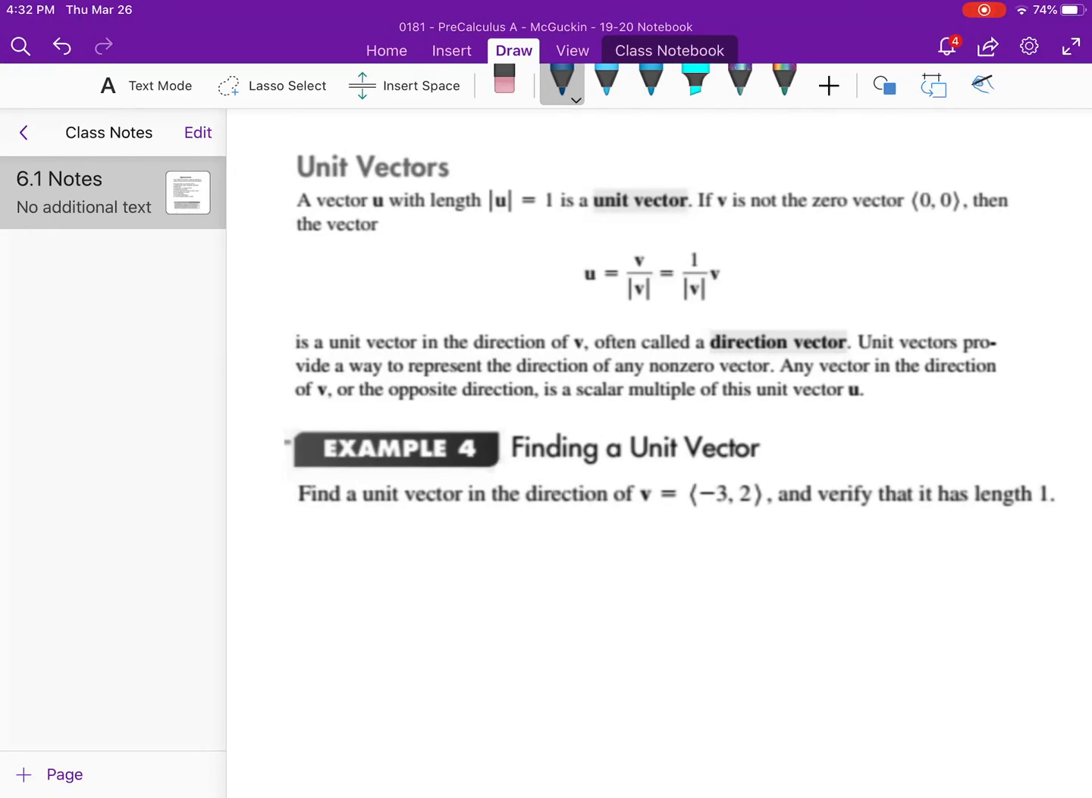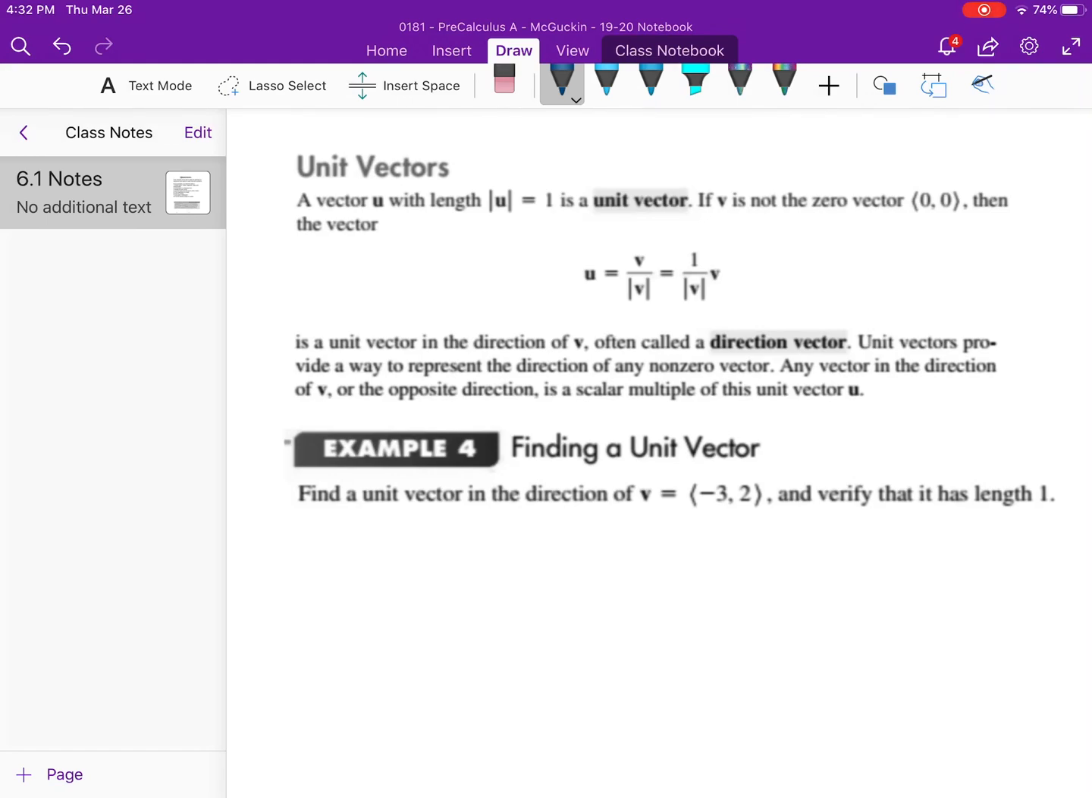In this video, we are going to continue our vector discussion, specifically with the concept of unit vectors. A unit vector is simply a vector that has a length of 1, hence why we call it a unit. It represents 1 unit of measure, as long, of course, as it's not the 0 vector, which is a component of 0, 0.